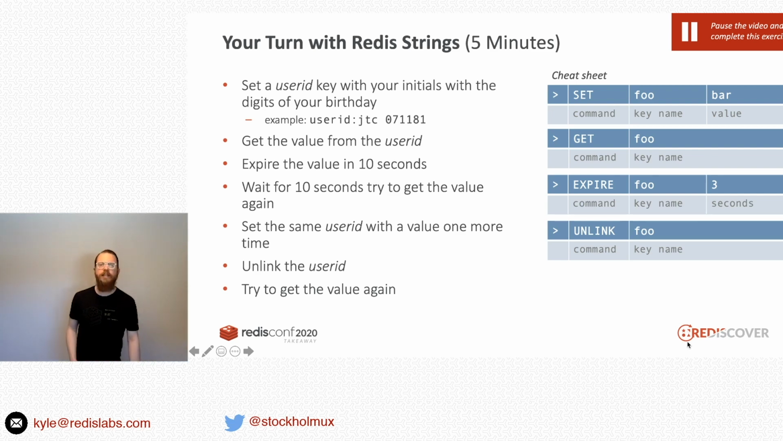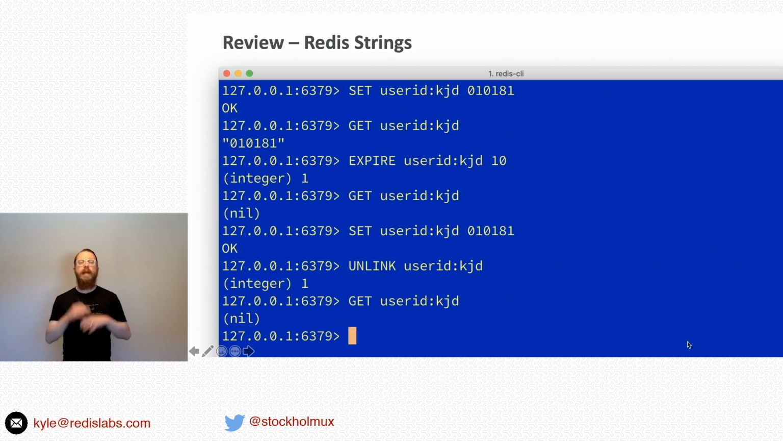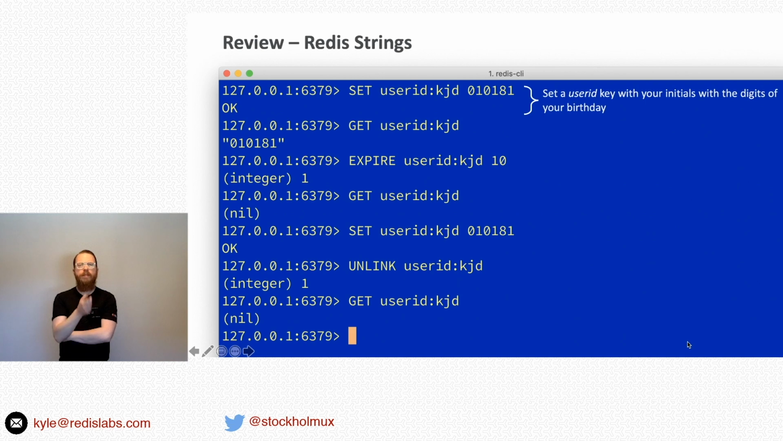All right, let's take a look at this. Here we have the actual results. I did this myself, so you can see what it looks like. Here I've set my key called user ID, and I set it to birth date. So that was pretty simple. Then we're going to get that value back out. Pretty easy to do again.